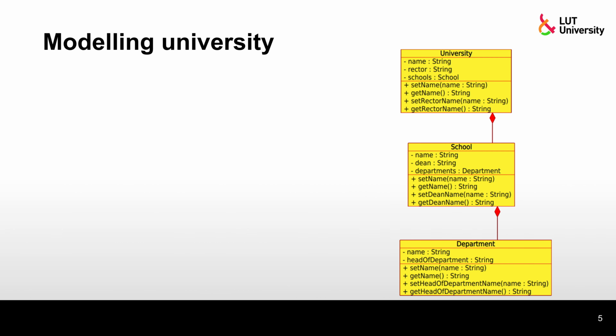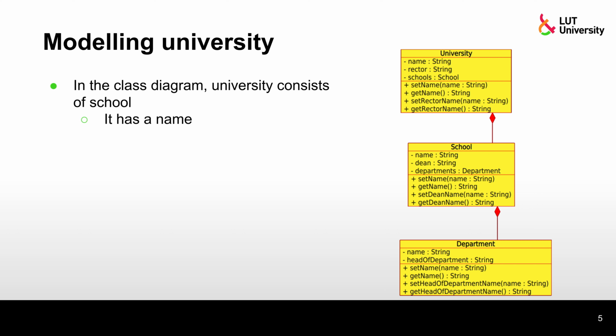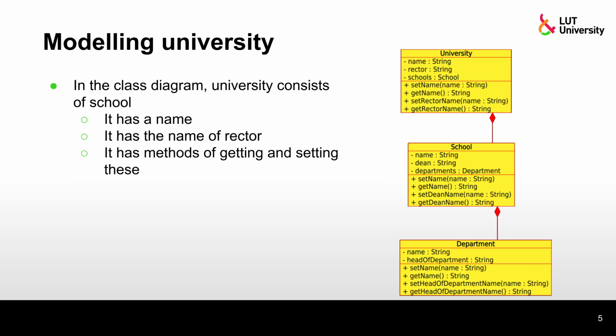So here is a model. It's a class diagram where a university consists of schools and schools then consist of departments. For example, university, it has a name. It has the name of the rector, and it has methods of getting and setting these names and rector's names.